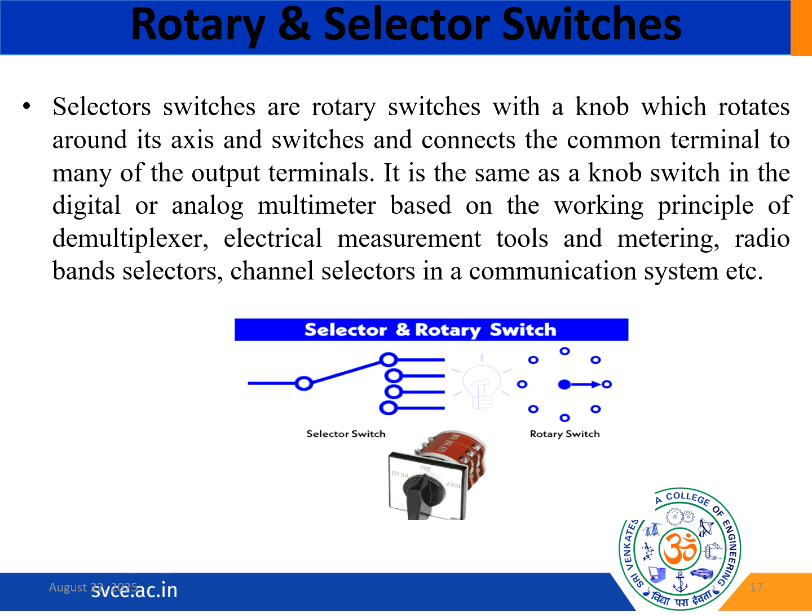These are the selector switches with different ranges, where the rotating knob is used to divert the switching operation of the switch from one to another. On the left hand side we can see a selector switch, and on the right hand side it is a rotary switch. This is the same as a knob switch in a digital or analog multimeter. This is based on the working principle of a demultiplexer. It is considered in electronic measurement tools and metering, where radio band selectors and channel selectors are used in a communication system.